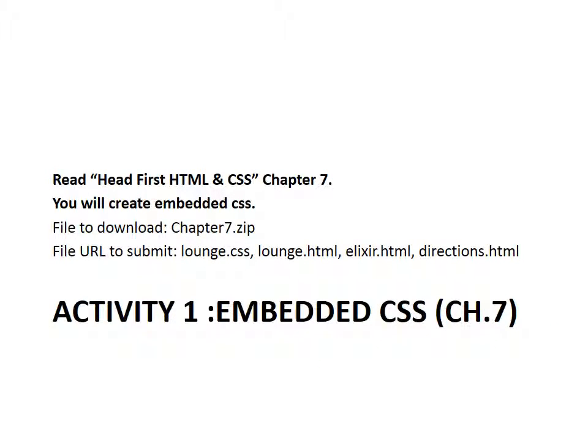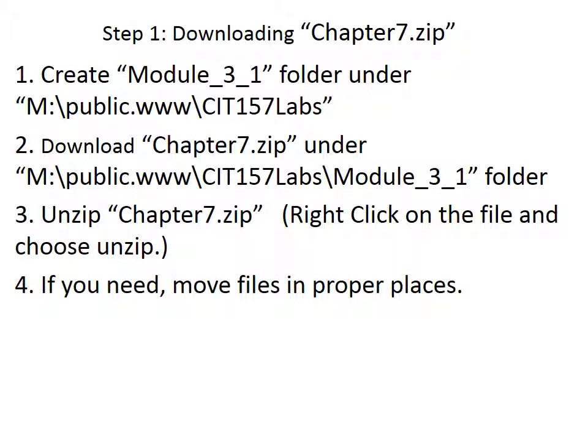In this activity, you will use embedded CSS. You need to download chapter7.zip into proper folder. Then you should unzip it. To unzip it, right-click on chapter7.zip and choose Extract All. If you need, move files in proper places.